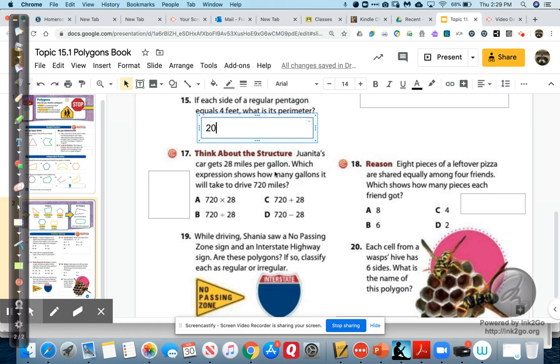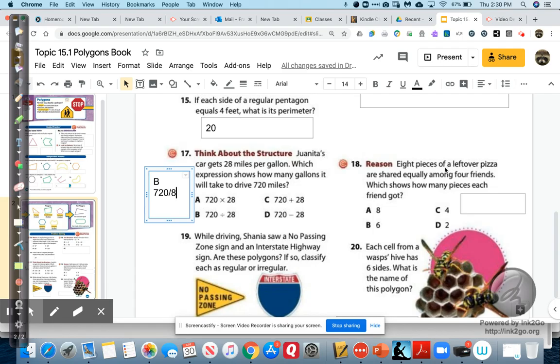So we have a total, and we're trying to figure out how many of these fit into these. So when we're doing that, we are dividing. So the answer for number 17 is 720 divided by 28. Letter B. You could also write that 720 divided by 28, because remember, the fraction bar is division on the computer.